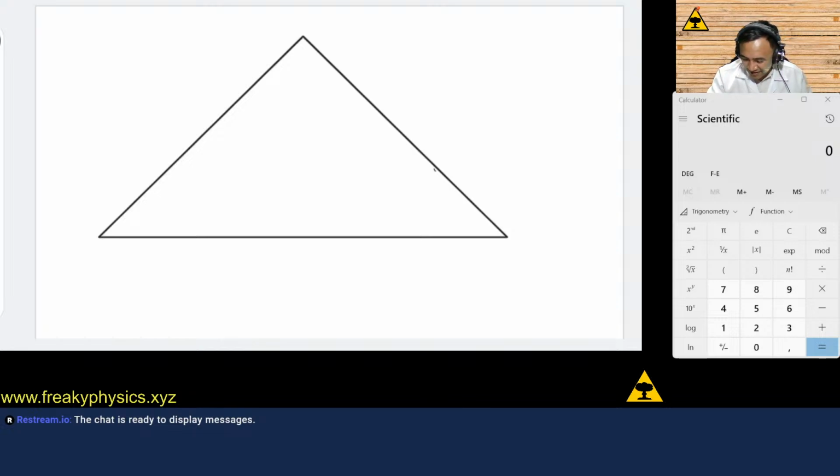All right. So let's put some values in. Let's keep this simple first. If this is 2 and this is 2, and then let's say this is 3, what are these two angles, x and y?